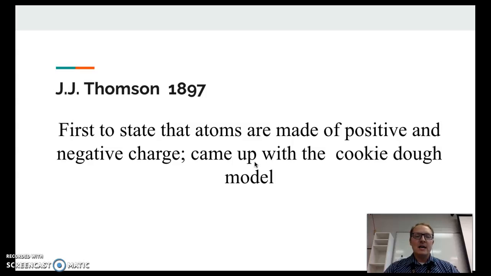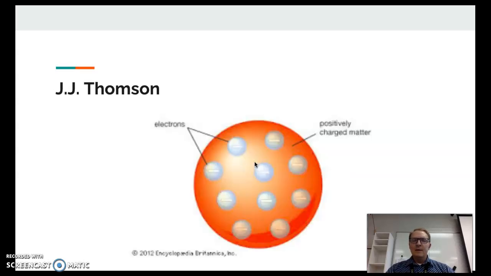1897, we had J.J. Thomson. He was the first one to come up with the idea that the atom itself has parts or different areas. He said there's this positive charge and there's this negative charge. So he came up with what they call the plum pudding model. I like to call it the cookie dough model because I don't remember the last time I had plum pudding, right?